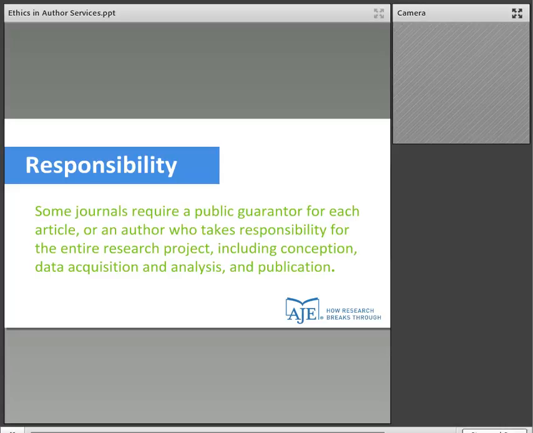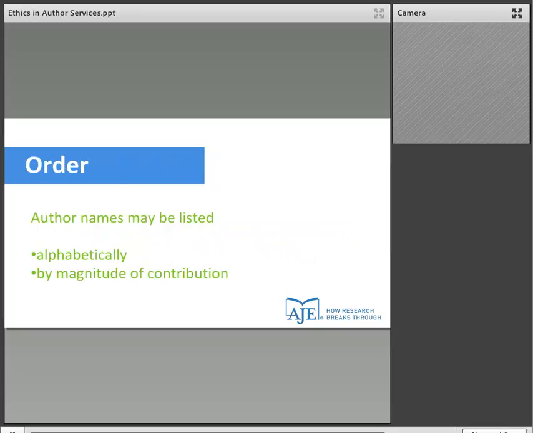And speaking to that last bit, some journals require a public guarantor for each article, or an author who takes responsibility for the entire project, including the conception, data acquisition and analysis, and the publication. So authors have a great deal of responsibility on them, especially that one who's going to be the corresponding author that the journal will continue to pester with comments from peer reviewers and such.